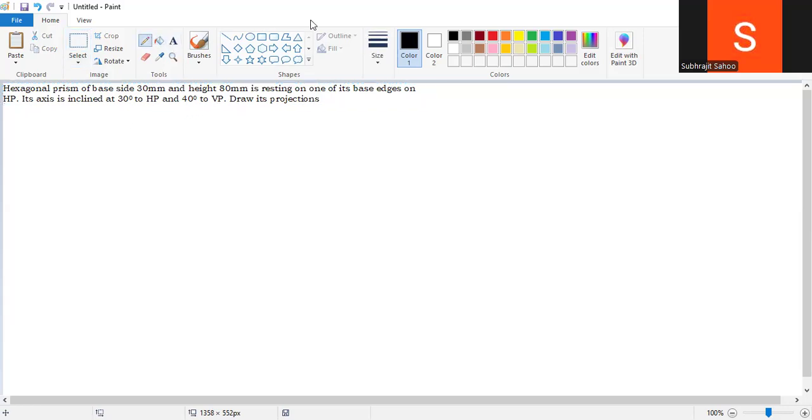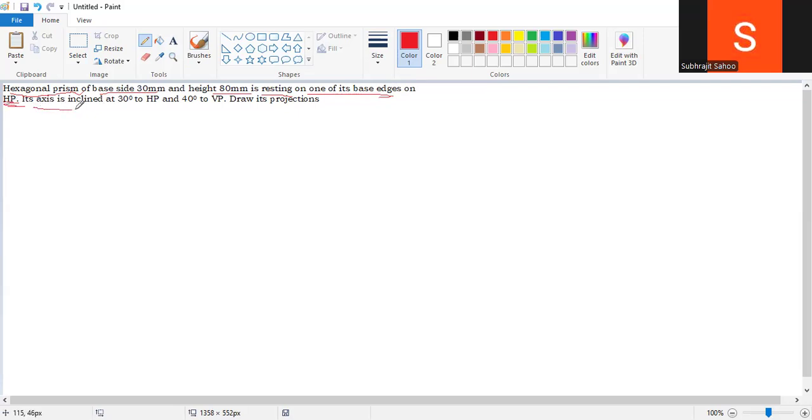Observe, sir. Question: what is given? What is my object here? The object is a hexagonal prism. Base side is given as 30 mm. Height is given as 80 mm. Very clearly the data are there, no confusion at all. Resting on one of its base edges, on the HP.